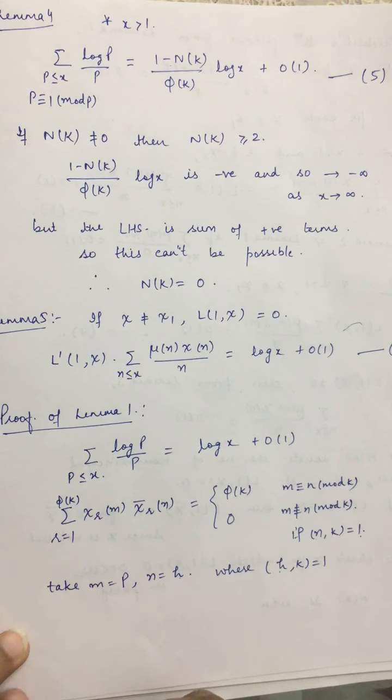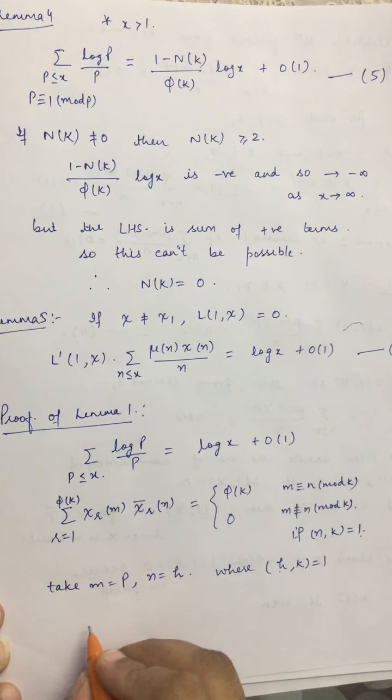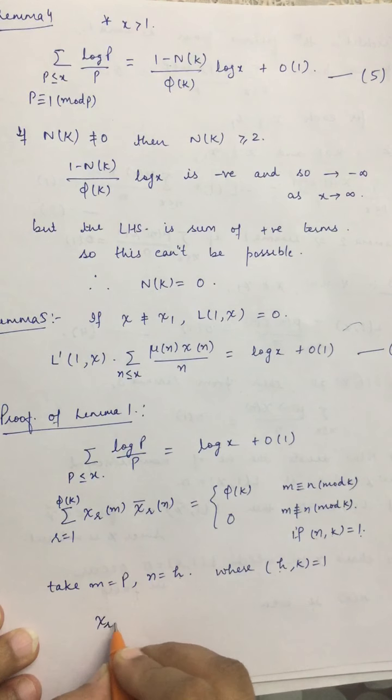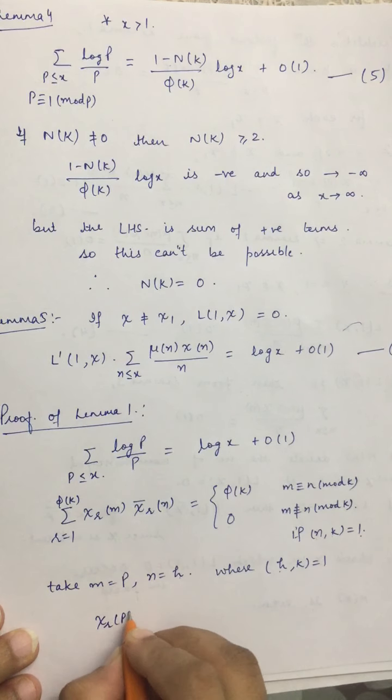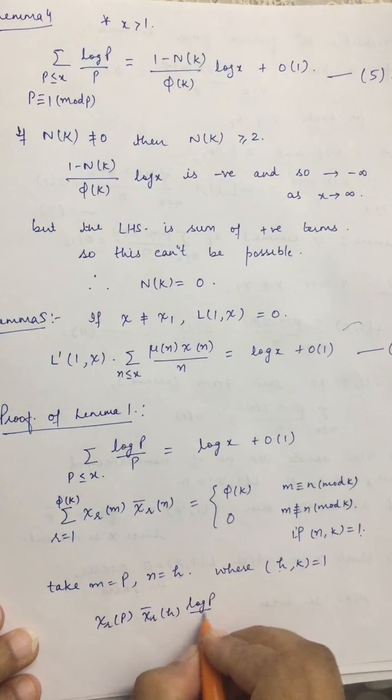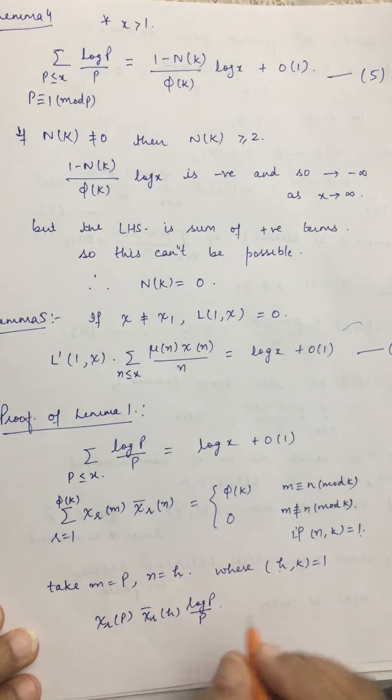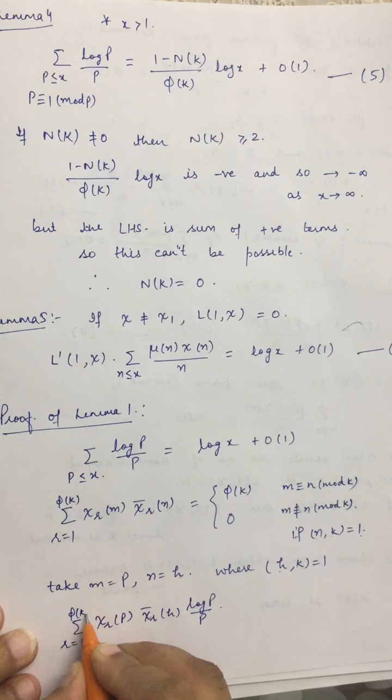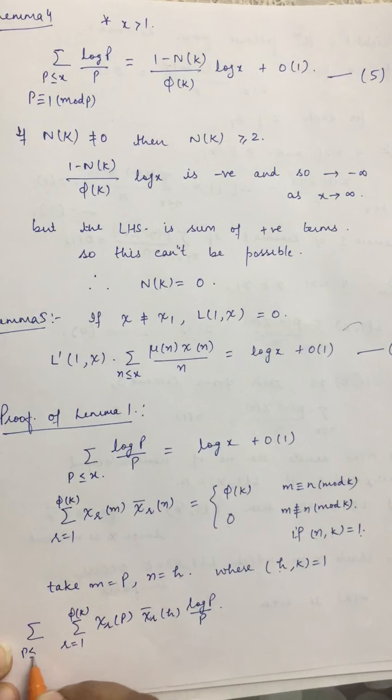Now we have this summation equal to phi k whenever m is congruent to n modulo k, and 0 whenever m is not congruent to n modulo k. We multiply both sides by log p upon p. So we have the term chi r at p, because we are taking m equal to p, chi r bar at h, into log p upon p. We have multiplied this term by log p upon p and then taken the sum over all the primes less than or equal to x.